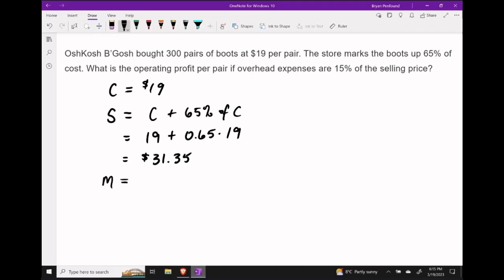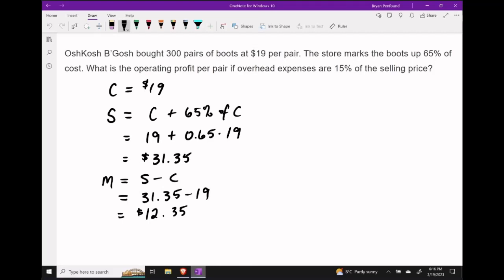$31.35. Now, this is going to allow us to determine the markup on each pair of boots. If we take the selling price of $31.35 and subtract 19 from that, we should get the markup. The markup per pair of boots is $12.35. Now remember that this markup accounts for both overhead expenses as well as profit. Our goal is to determine the profit.